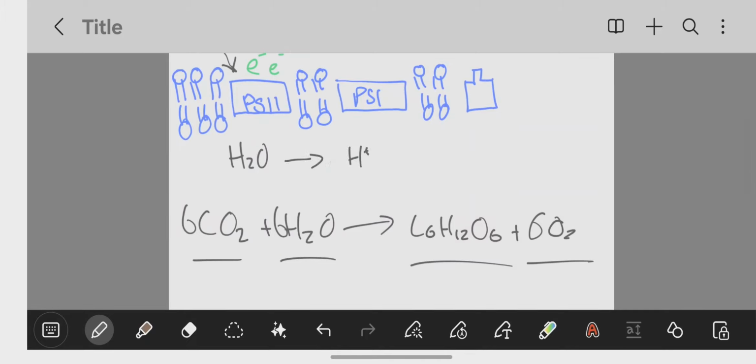I'll balance in a moment. I know you're very picky about chemistry and stuff, but I'll balance in a moment. It's also going to produce oxygen and also electrons that will now replace this. So to balance, you've got 2 H plus, half O2, and 2 electrons.